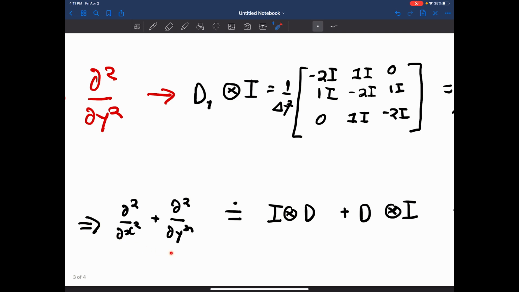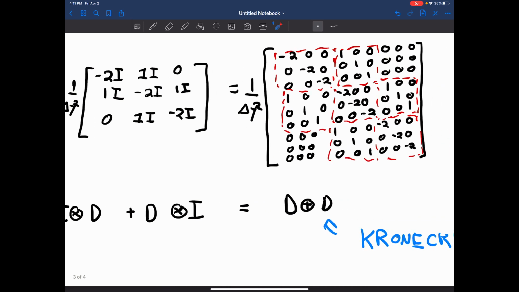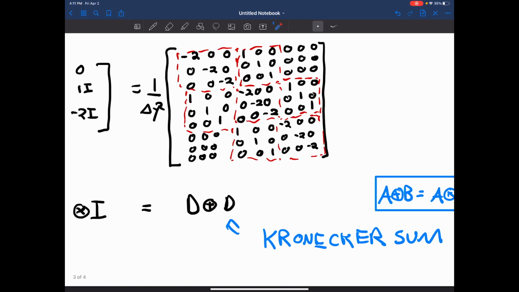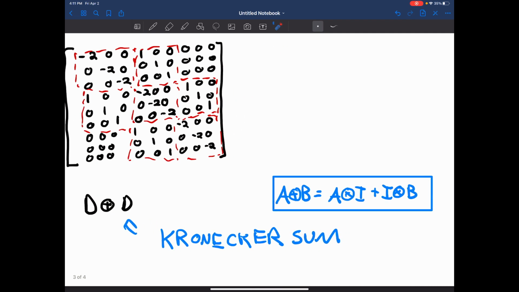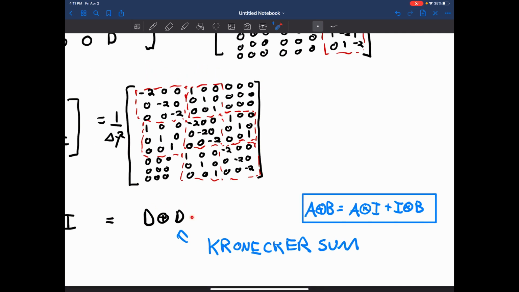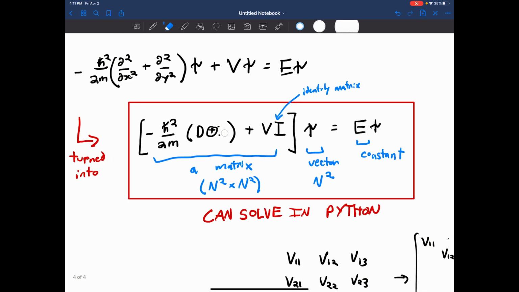So that means we can represent our operator here as I times D plus D times I. And this is equal to D plus D, where this plus is defined as the Kronecker sum. And the Kronecker sum is defined as follows. A plus B is A times I plus I times B. So we can write our Hamiltonian with this symbol involved. And so I had an I here instead of a D.